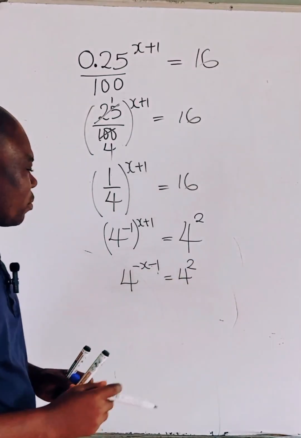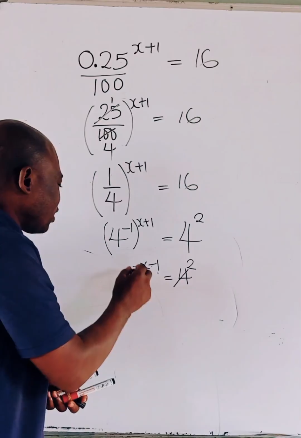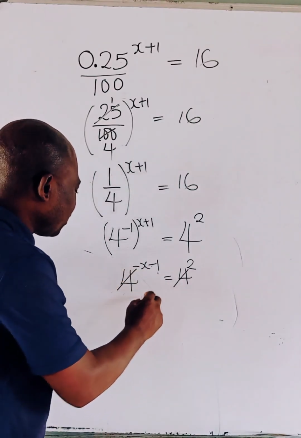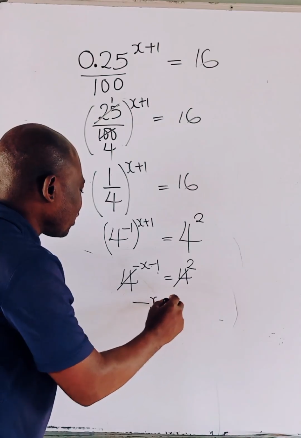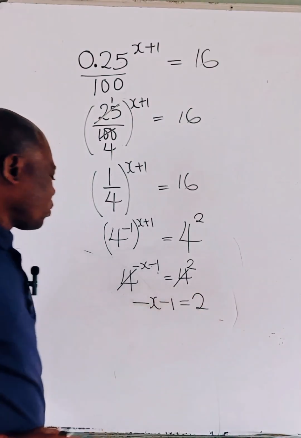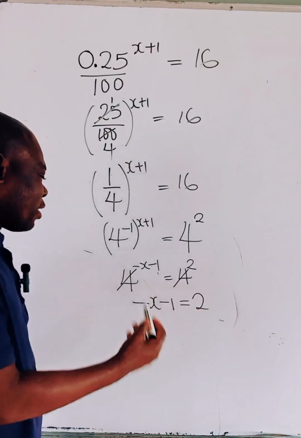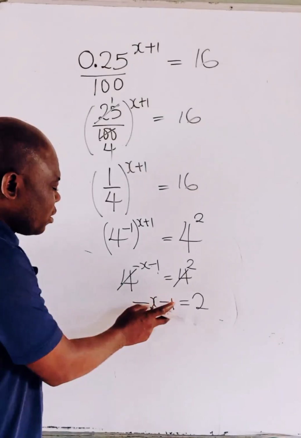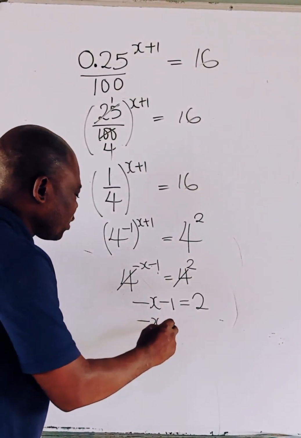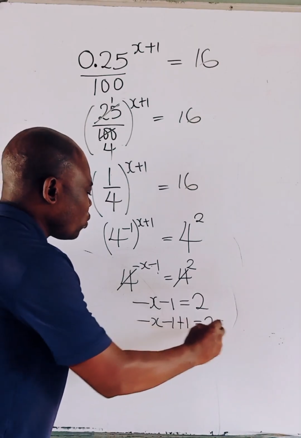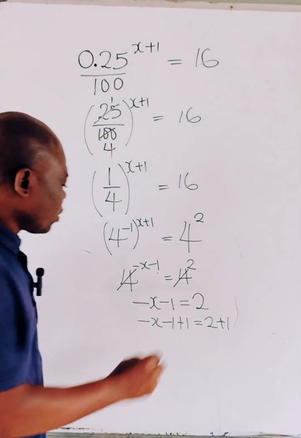Having gotten to this extent, the bases are the same, so we knock them off. This and this we go. So what we have left is negative x, negative 1 equal to 2. So we continue. We collect like terms. So we add 1 to both sides of the equation so that we take this one out. So we have negative x minus 1 plus 1 equal to 2 plus 1. That's using the balance method in resolving a linear equation.